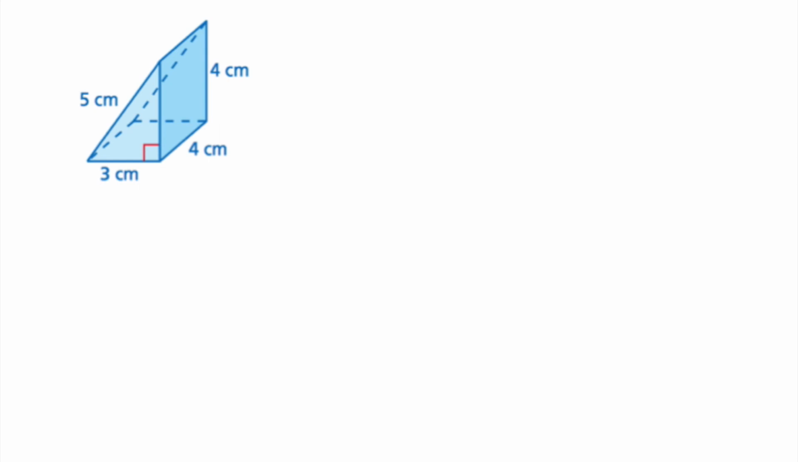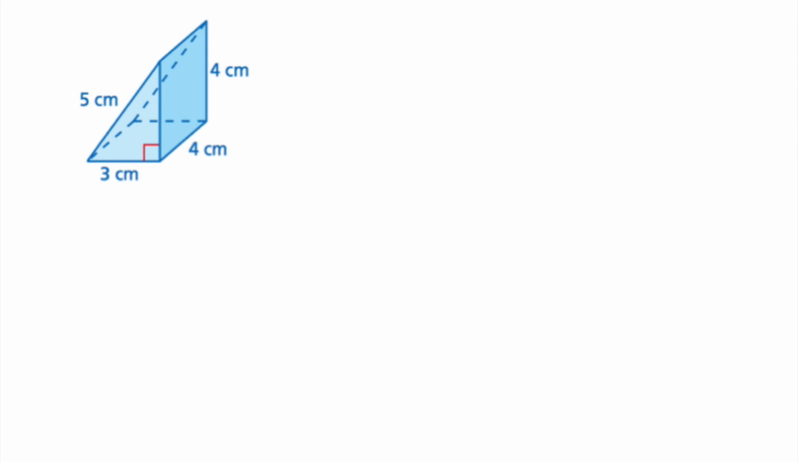And unfortunately, the formula that we used for the previous example isn't going to work for this one. So for this problem, and for most surface area problems, you're going to have to find the areas of all of the faces, or the sides of the solid, and add them together. So that's what we're going to do here.